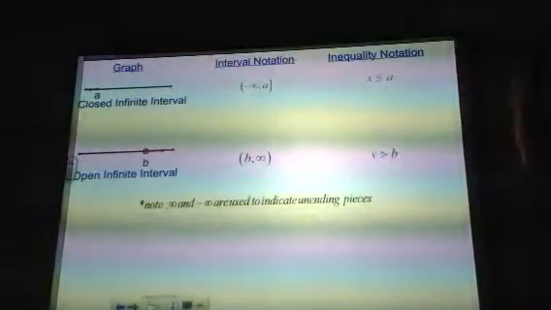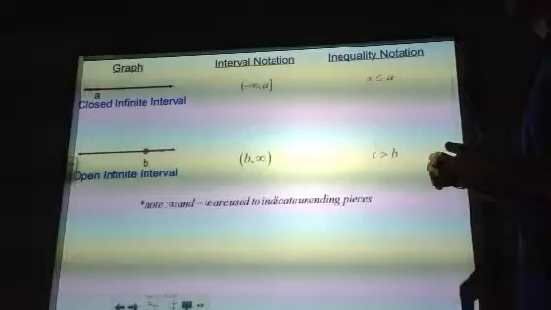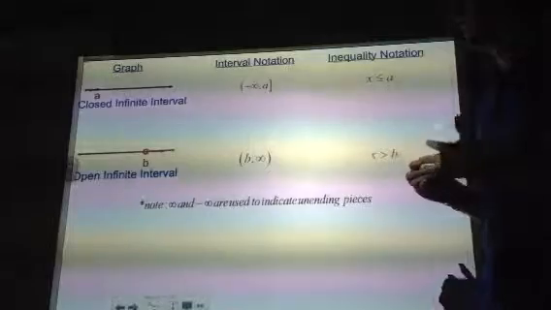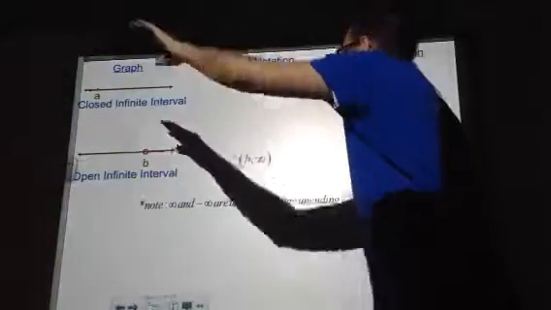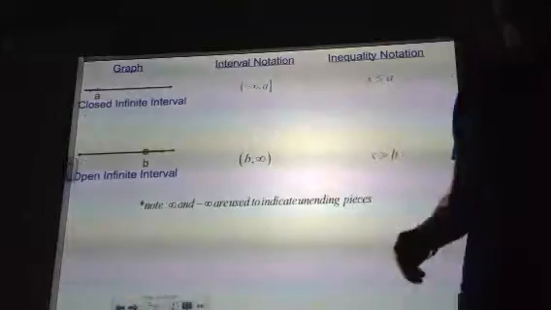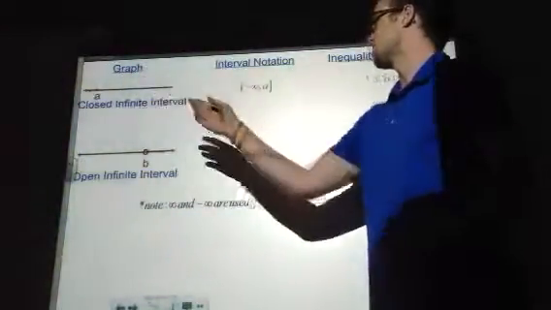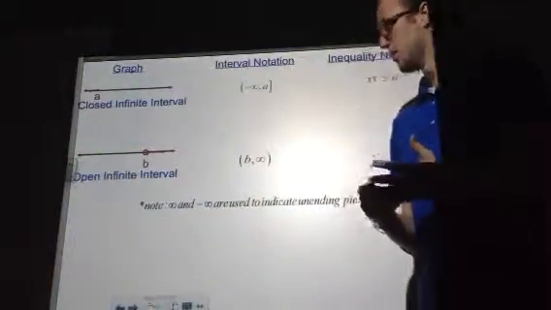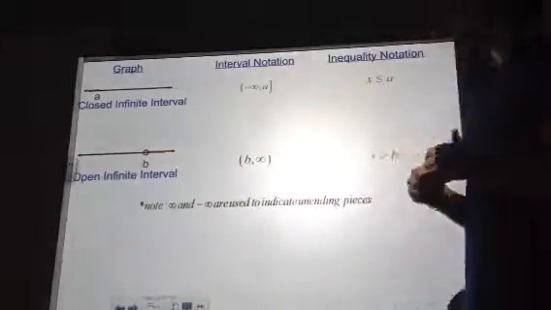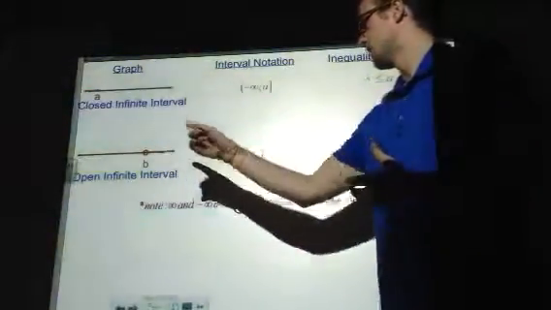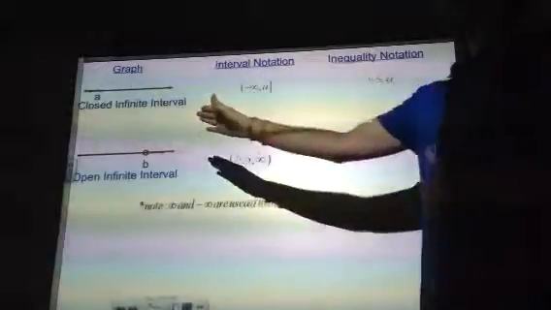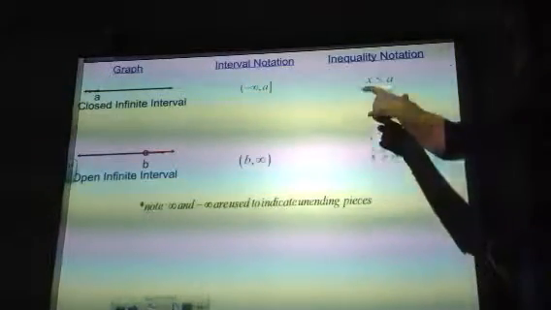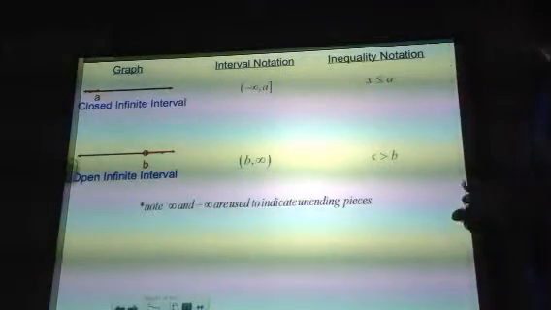There are also times when, in inequality notation, we have x is less than or equal to some number. That's called a closed infinite interval, because it goes all the way to the left on the number line, from negative infinity up to a, and a is a closed circle, so we include a. For an open infinite interval, we're at an open circle, so we don't include the number, and we go all the way to the right, up to infinity. So it goes from b to infinity. And this is how they look in inequality notation, which you're, again, a little more familiar with.